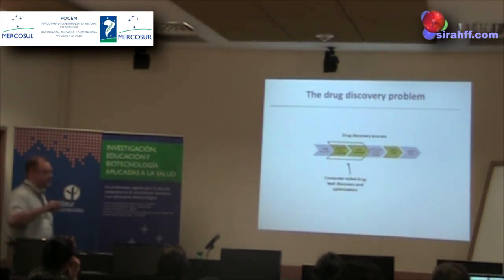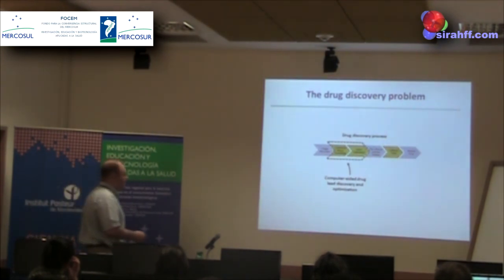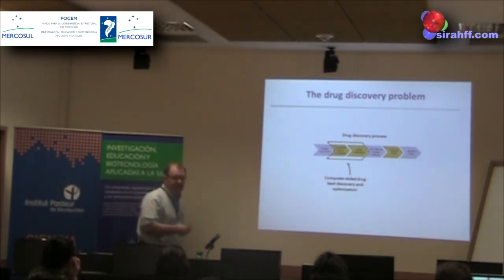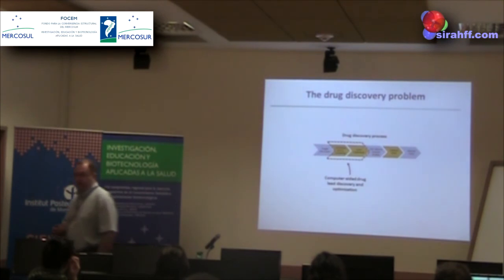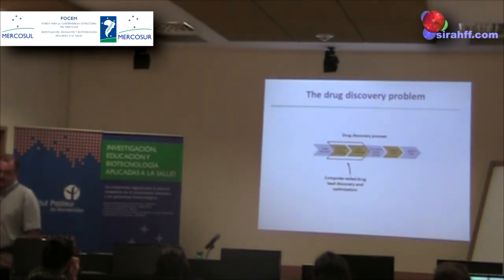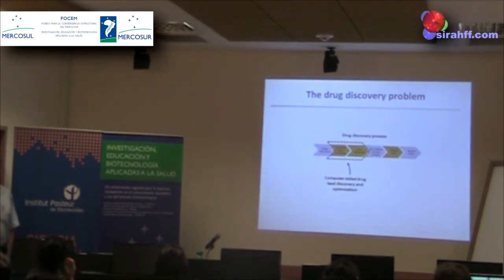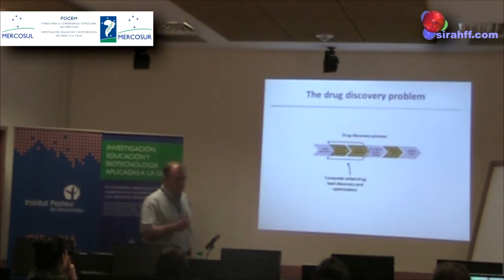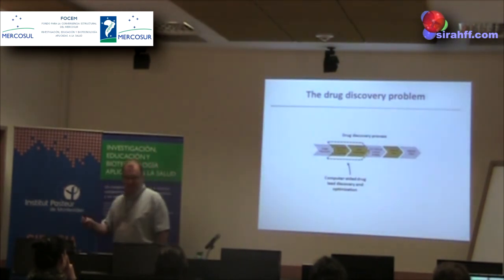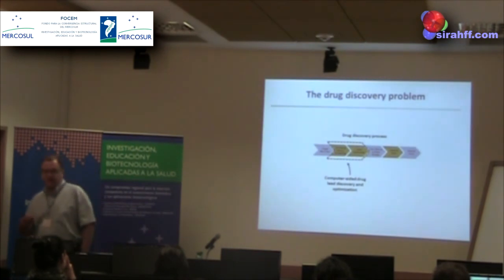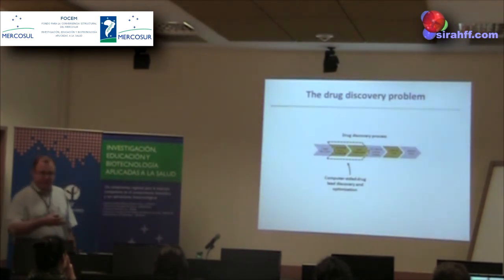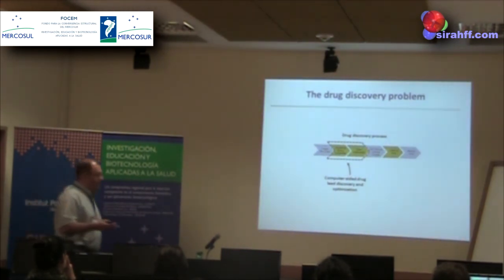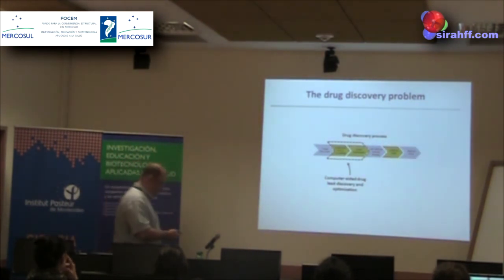So in this stage, where you screen molecules looking for hits and you optimize them, here you can use computers to make the process faster, cheaper, and more rational. More rational means that you basically avoid doing blind tests, and you try to guide your search in a rational way.